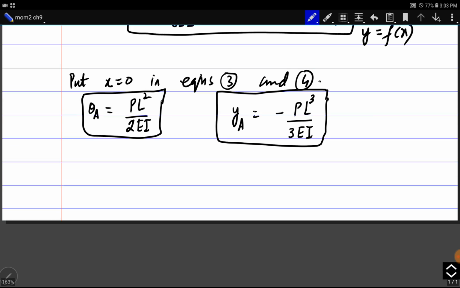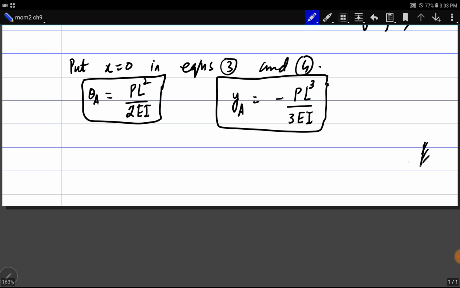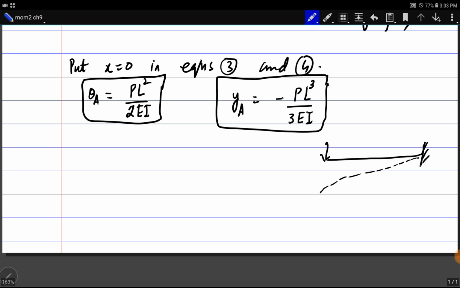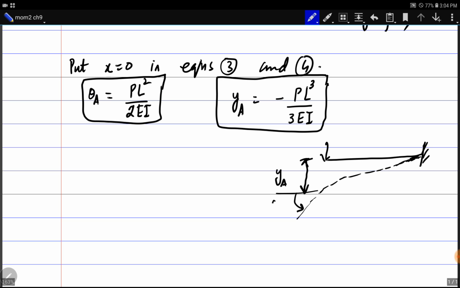So in the cantilever beam of this problem, we can see it will deflect in this form. YA is downward, so it is negative, and theta A is counterclockwise, so it is positive. We can remove this negative sign and put a downward sign here. With YA, it will be fine. Okay, so this was the solution of concept application 9.1.